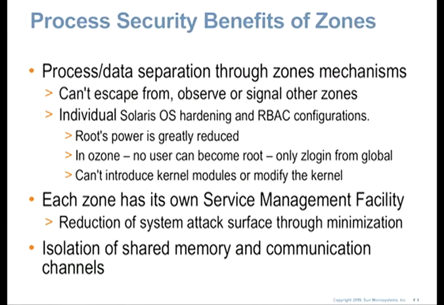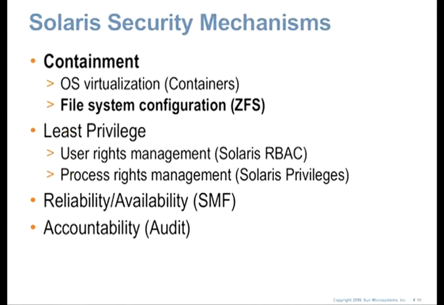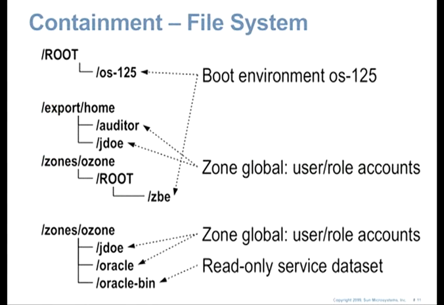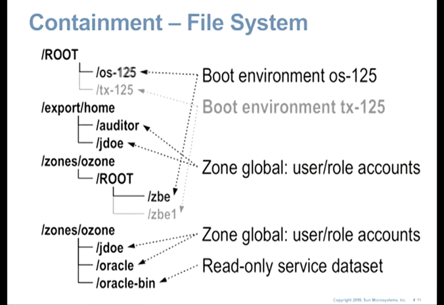Good. Let's look at the file system configuration just briefly. And again, Glenn will go into more detail here when he explains the parallel setup of the two systems. This picture shows you what the file system setup looks like for this particular machine. All of this is CFS, right? So you have the root file system for this particular boot environment under /root, and it's called OS-125, in comparison to TX-125, which will be the trusted installation.